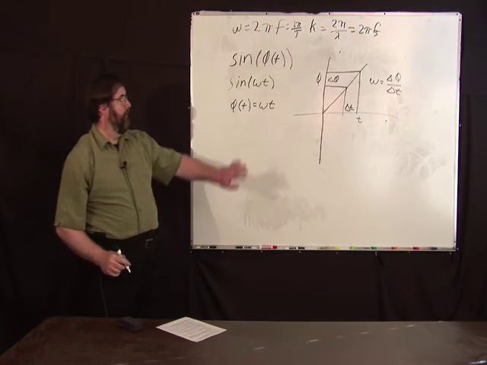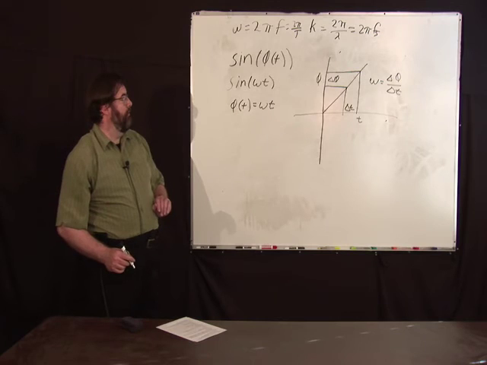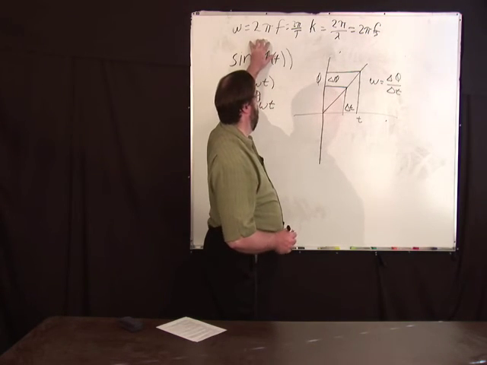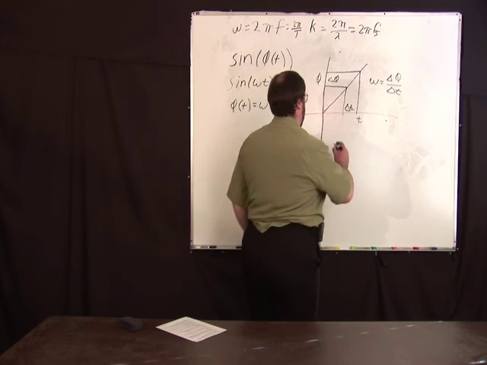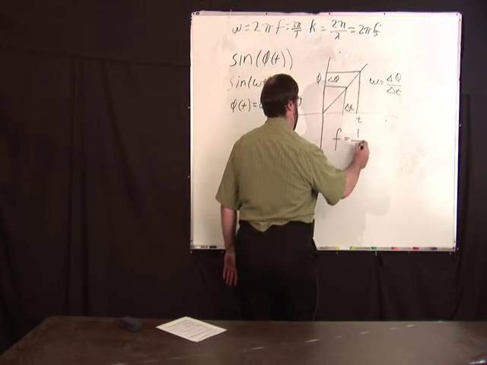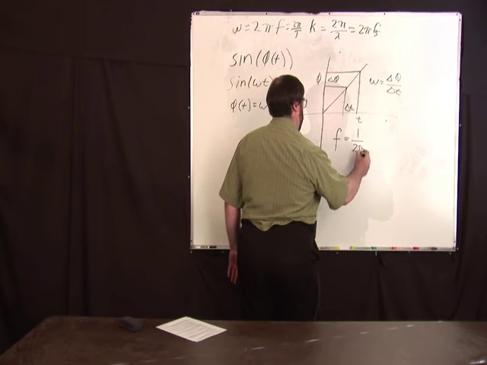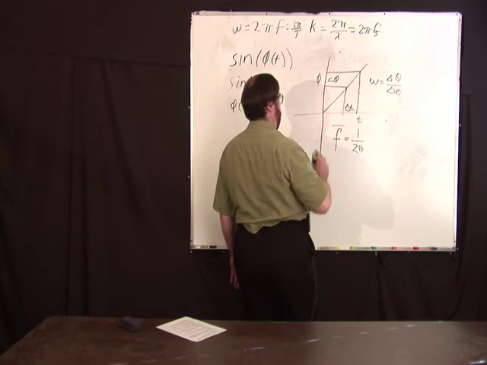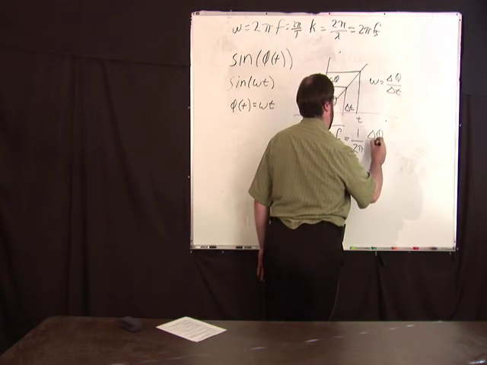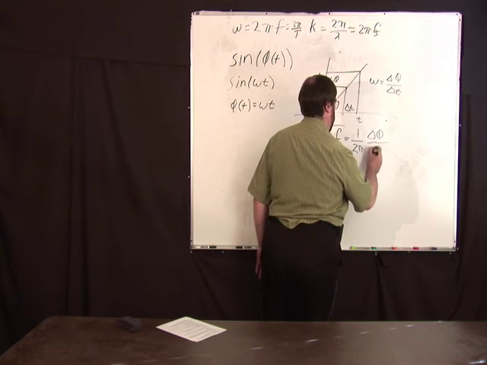Now if you want to get the frequency out of that, we can solve by using this relationship here, so that f equals 1 over 2 pi. This is the average frequency now over this interval. Delta phi over delta t.